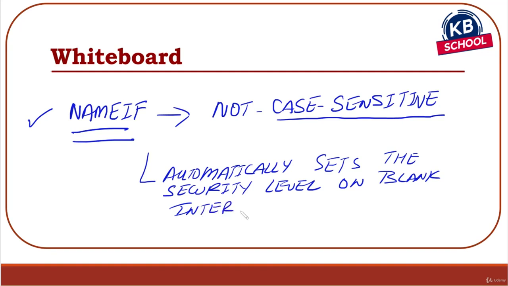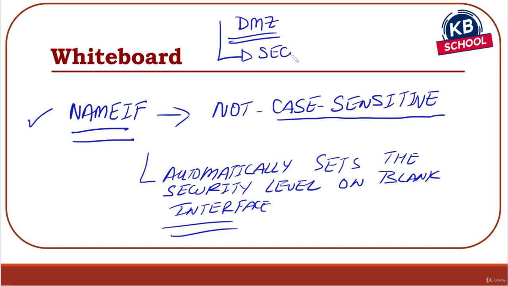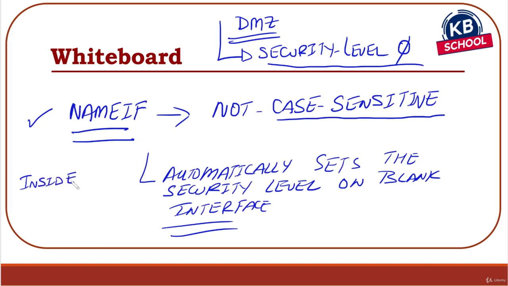All right. So for example, you're just going in and configuring a brand new interface and it does not have a security level on it, and you set the name, let's say, as DMZ. It will automatically set the security level of that interface to 0. And you can see that command being done in your running config. When you go back and check your running config, you'll see the security level 0. For every interface name except for the word inside, and as I said, it's not case sensitive, regardless of how you type in inside, on a blank interface, it will set the security level to 100. Every other interface name will set it to 0.